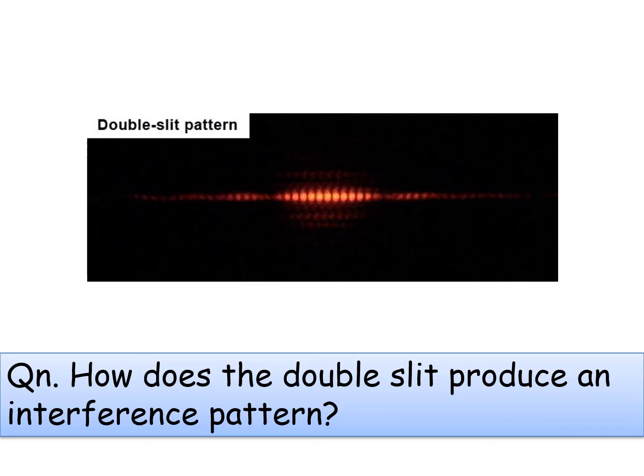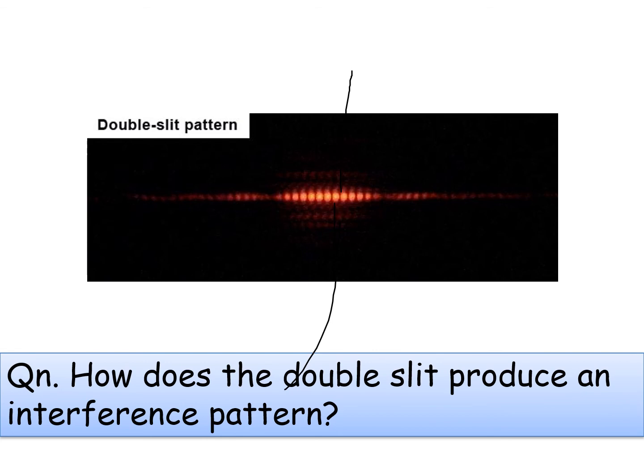Now, this is what it would look like in real life. You can see here, if we ignore these ones here, if we just look at this central band here, you can see you've got a very bright fringe, and then you've got a dark fringe, a bright one, a dark one, and a bright one. So wherever we have a bright fringe, this is where we get constructive interference. Wherever we have a dark fringe, that's where we get destructive interference.